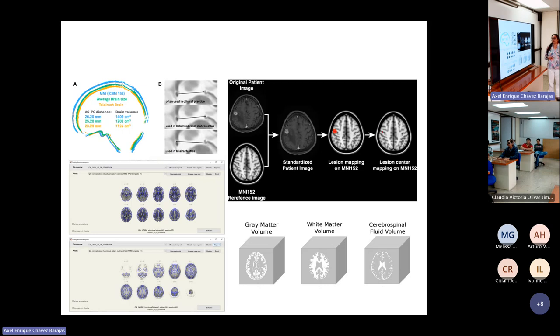That image needs processing, and the processing that we used was to normalize the image with a system called MNI, the Montreal Neurological Institute normalized brain. As you can see in that image, the lines in blue are the MNI system, and with it we normalized the structural image and the functional image. With that system, we can see different volumes: the gray matter volume, the white matter, and the cerebrospinal fluid volume.